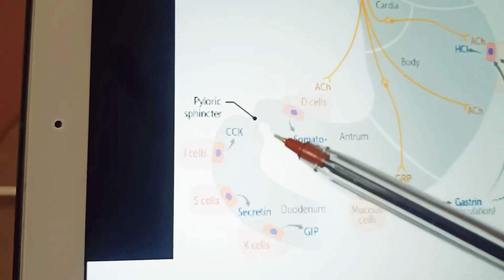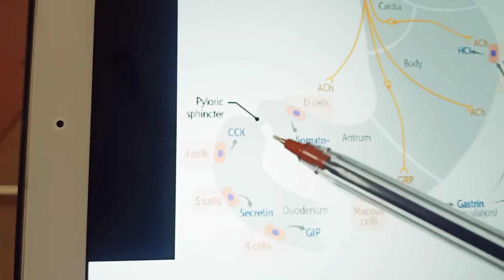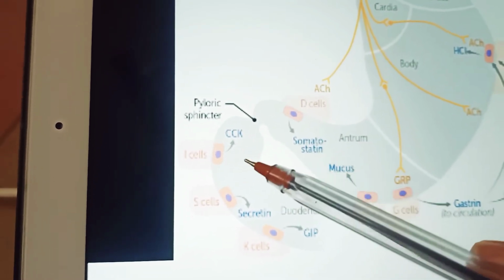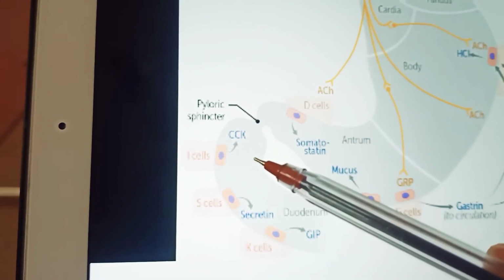And one more thing, they are activated whenever you eat more fatty acids and more amino acids, because it is the site in the intestine where these enzymes will come and act.